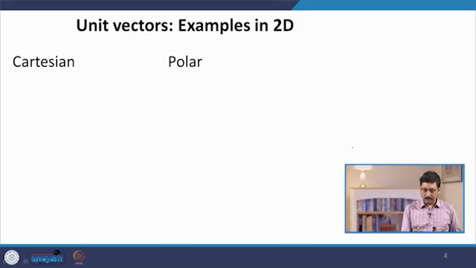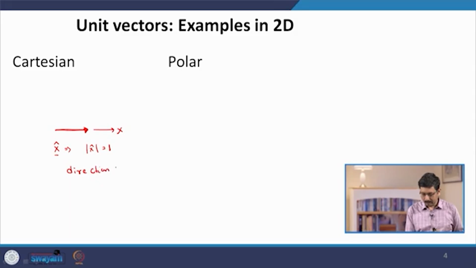Now, I want to highlight one important fact, for which we will take a couple of examples in 2D. Suppose we take a particle which is moving along a straight line, which means the direction is not changing, it is constant. Suppose this is my x axis, then we represent the unit vector by x hat. Its magnitude is 1 and its direction is constant. We can similarly draw another unit vector along the y axis, whose magnitude is 1 and the direction is constant.